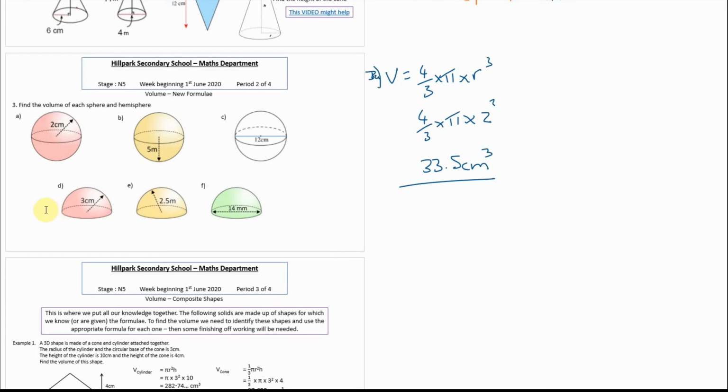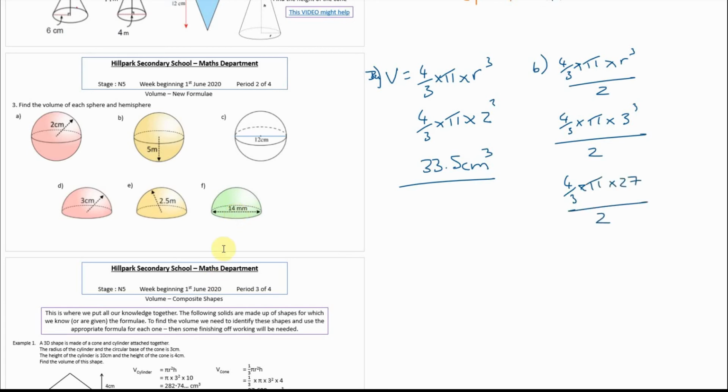For these hemispheres, it's again very straightforward. All you need to do is divide your final answer by 2. So you just take this and divide by 2. So for question D here, we would just say, okay, 4/3 times pi times r cubed divided by 2. So 4/3 times pi times r cubed, which is 3 cubed, divided by 2. So 3 cubed, 3 times 3 is 9, times 3 is 27. So we're doing 4 divided by 3 times pi times 27 divided by 2.